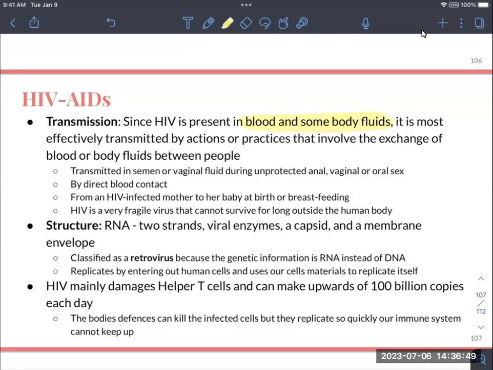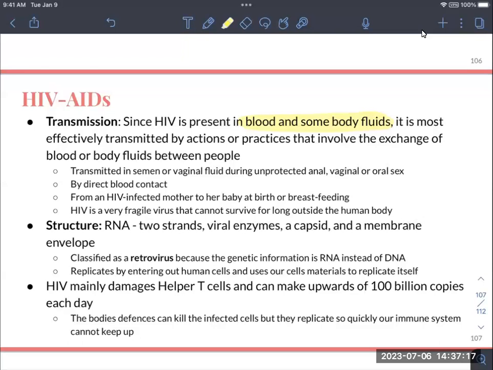And it is spread the best when people are doing things that exchange bodily fluids, such as unprotected sex, anal, vaginal, or oral sex, all three of those. Direct contact with somebody's blood, or from an HIV-infected mother to her baby.